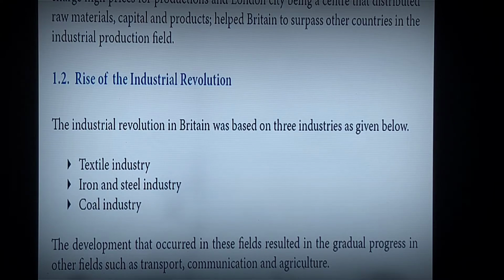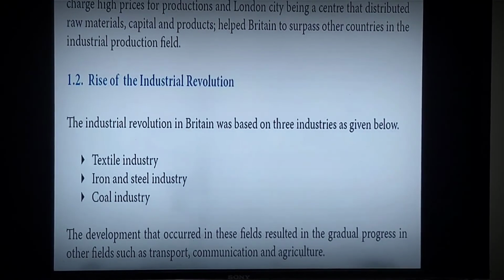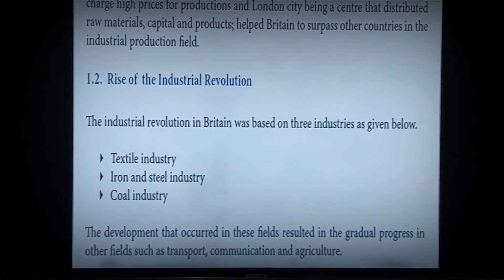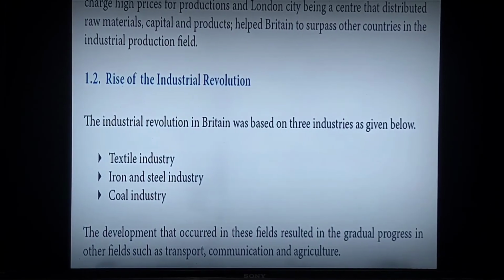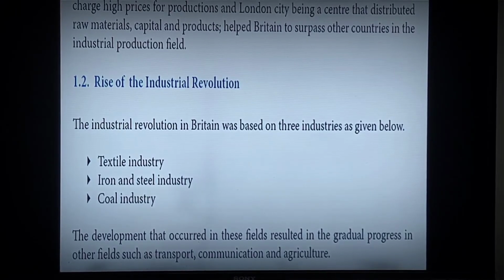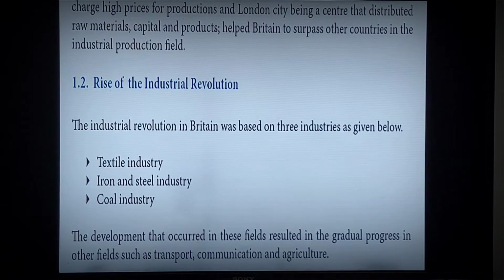Rise of the Industrial Revolution. This Industrial Revolution was based on 3 industries. The development happened in these 3 industries: textile industry, iron and steel industry, coal industry. The development that occurred in these fields resulted in gradual progress in other fields such as transport, communication and agriculture. Textile industry.